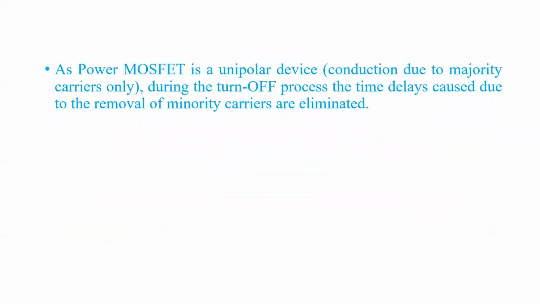Now, like a planar MOSFET, power MOSFET is also a unipolar device. So the conduction is only due to majority carriers. In case of power MOSFET during the turn-on process, the time delays caused due to the removal of minority carriers are eliminated. So the switching speed is very high, or switching time is low, because it is not a bipolar device, so there are no minority carriers. Hence, the turn-off process delays are reduced in case of MOSFETs.